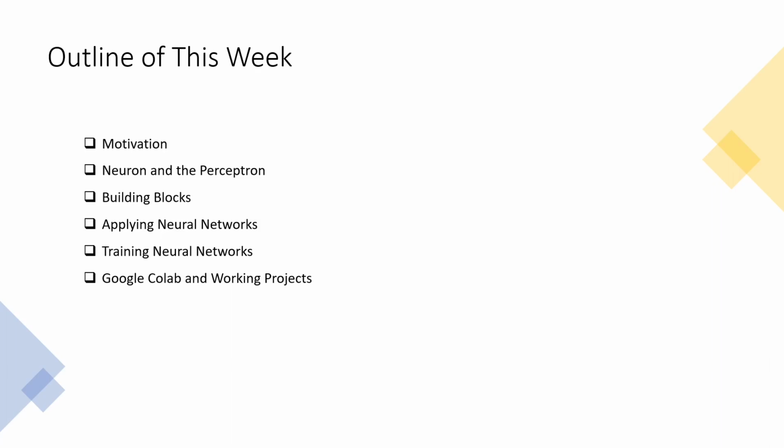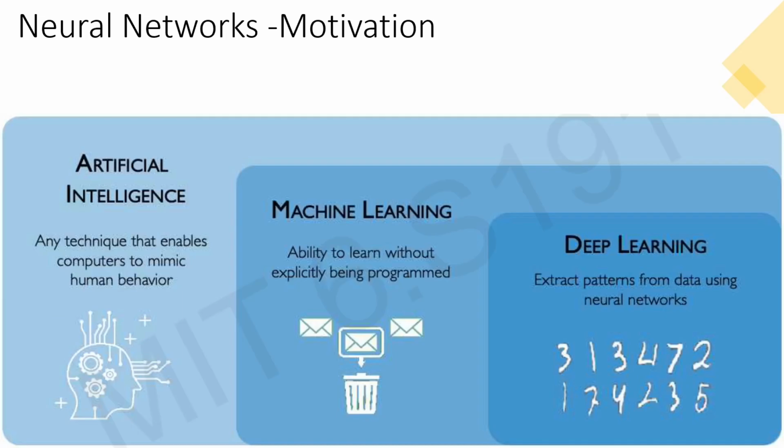Okay, by summarizing the last week's content, let's start with this week's content. So basically, we have this concept of artificial intelligence. It's any technique that enables computers to mimic human behavior. Then we have machine learning. We said these are the mathematical tools we use for artificial intelligence. And now, with this week's lecture, we will be starting the concept of deep learning. Okay, and the definition for deep learning is extracting patterns from the data using neural networks.